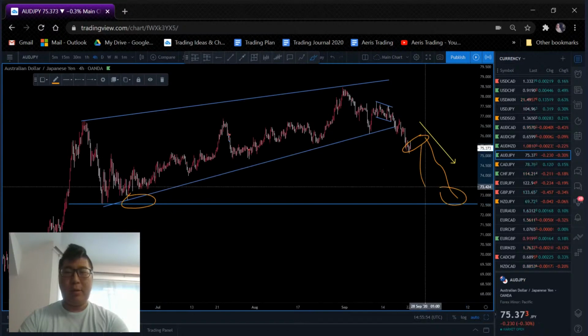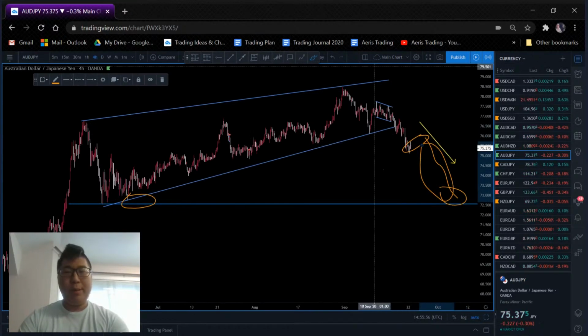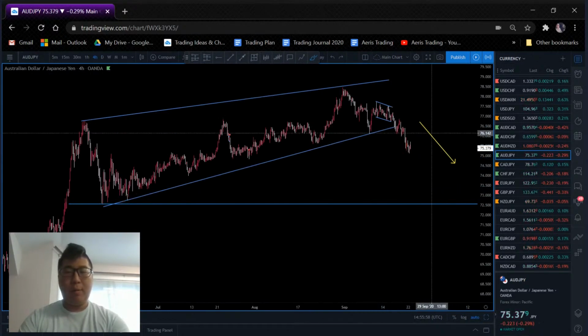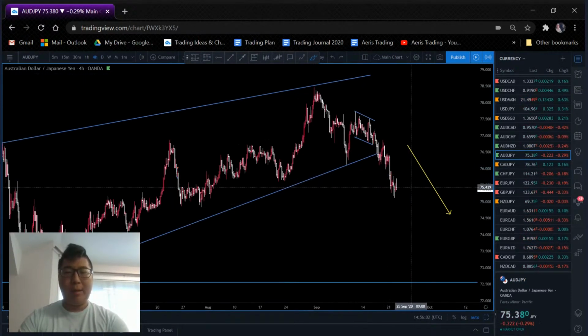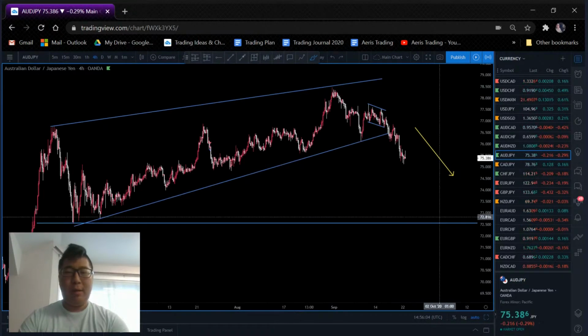Okay, so still a lot of risk reward. So don't worry about missing out 20, 30 pips. You worry about getting the entry, getting into the setup correctly so you don't get stopped out easily, and look for potential targets like this.